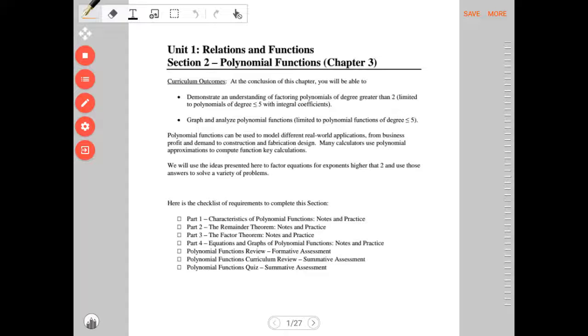So a little preamble. Polynomial functions can be used to model different real-world applications from business, profit, and demand to construction and fabrication design. Many calculators use polynomial approximations to compute function key calculations. We're going to use the ideas presented here to factor equations for exponents higher than 2 and use those answers to solve a variety of problems.